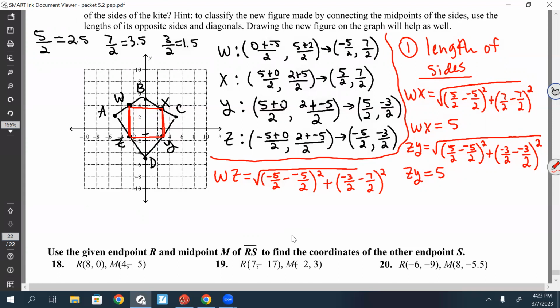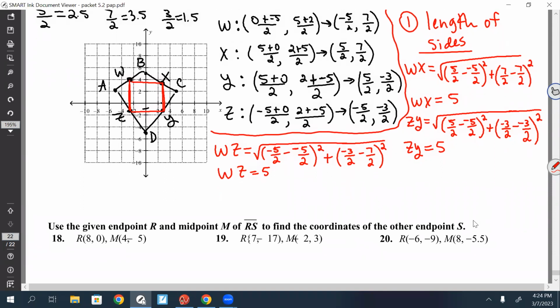Close that, square, and make sure that all gets into the square root. And so again, type that in there, and you should get that it is also going to be 5. So WZ is 5.